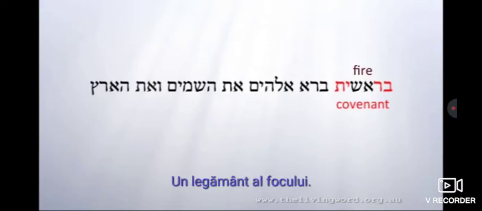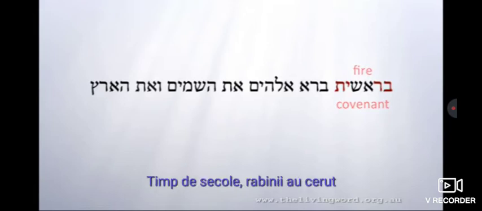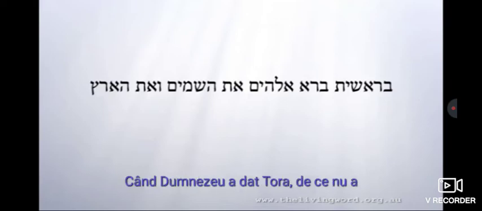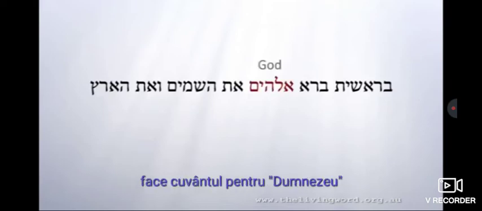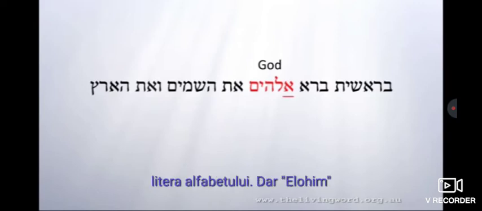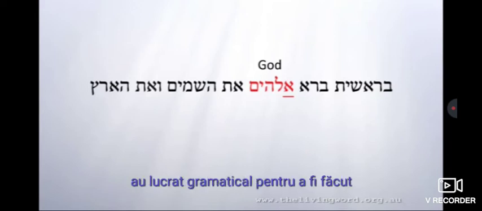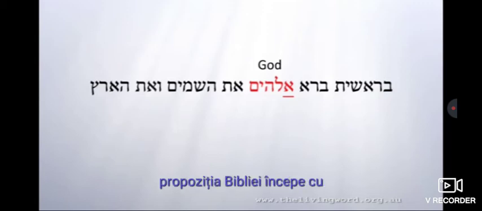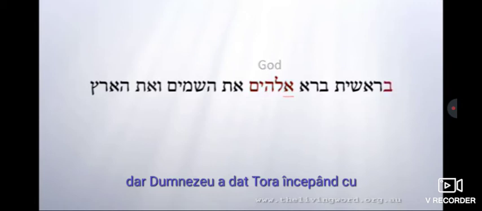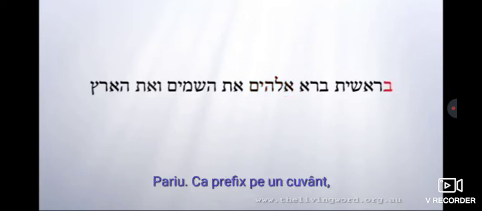A covenant of fire. For centuries, rabbis have asked the question amongst themselves, when God gave the Torah, why didn't he make the word for God the first word of the Bible? This word, Elohim, starts with an aleph, the first letter of the alphabet. But Elohim is the third word of the Bible. It would have worked grammatically to have made the first sentence of the Bible start with the Hebrew word for God. But God gave the Torah starting with the second letter of the Hebrew alphabet, bet.